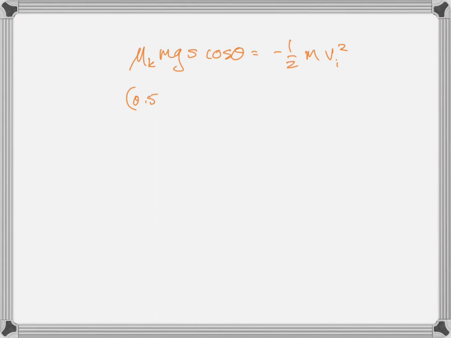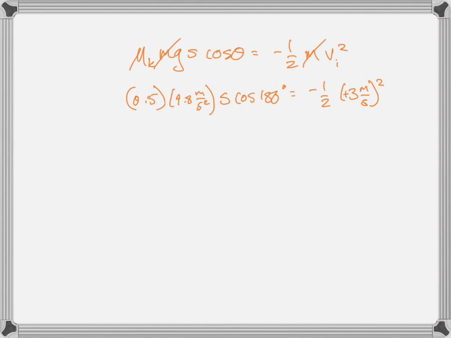mu_k is 0.5, m is the total mass of the combination, 1,500 kilograms. Oh wait, but that cancels. Ooh, it's always better to cancel so we don't mess up in our calculator. So those cancel because they're the same mass. g is 9.8 meters per second squared. s is the unknown thing we want to know. Theta is 180 degrees. Minus 1/2 v initial squared, where v initial is positive 3 meters per second.